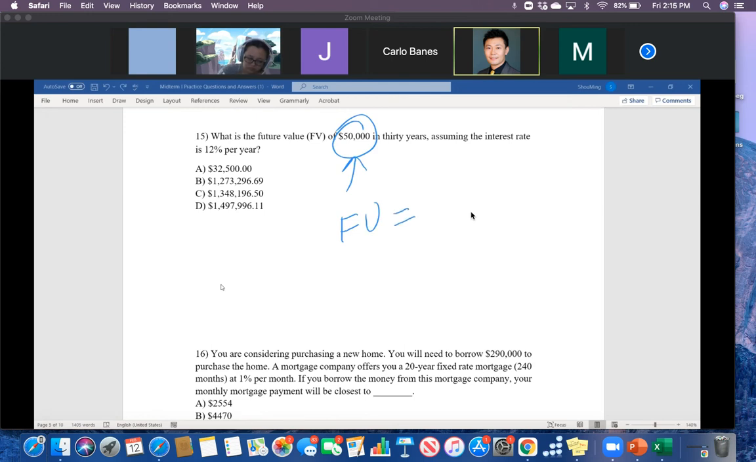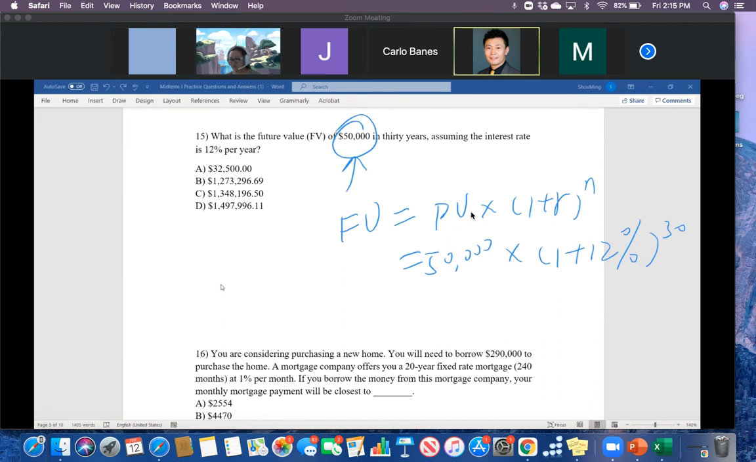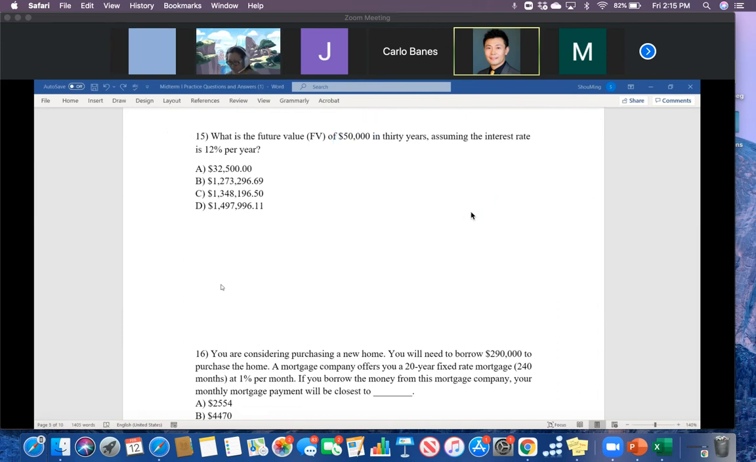Future value, we have a formula, equals today's value, present value, multiplied by 1 plus R with the power of N. In this case, today's value is 50,000 multiplied by 1 plus the interest rate, 12%, which is given information. 30 years is also given information, right? By doing that, you can easily calculate the future value, actually it is D. Of course, you can use the financial calculator, but this question is not complex even if you use the formula. Okay, so the correct answer is D. So this is a very simple one.